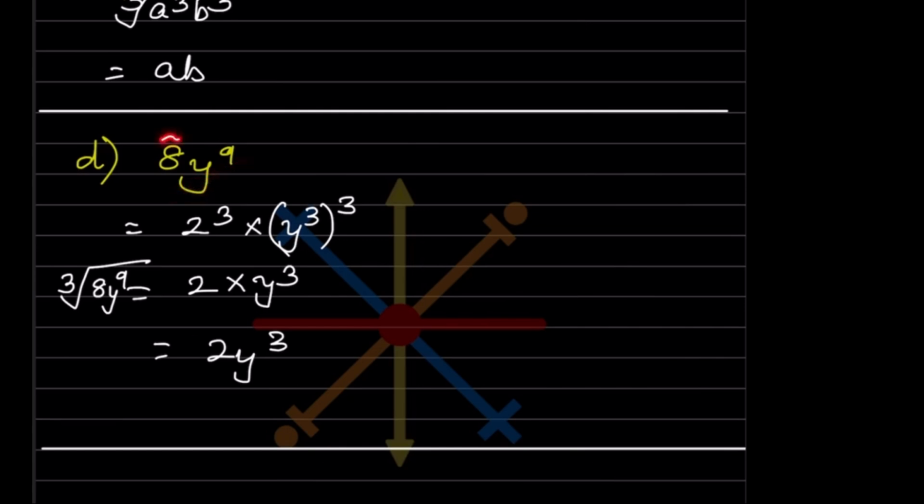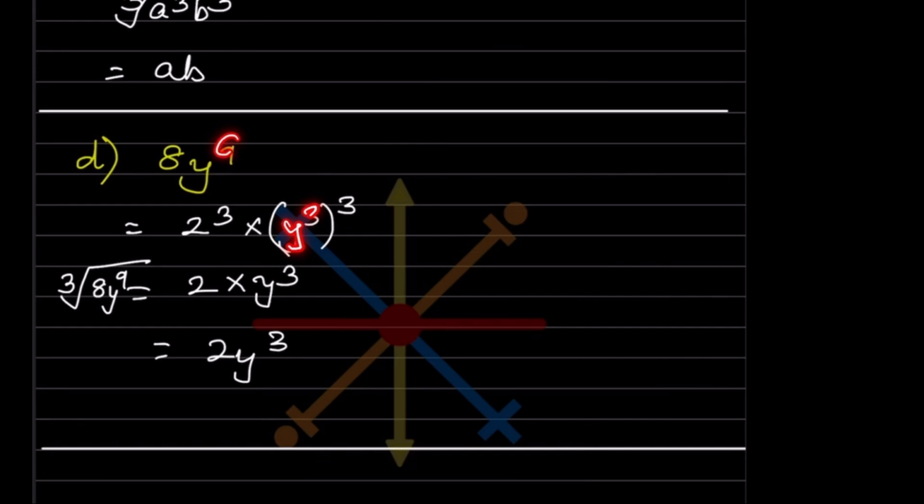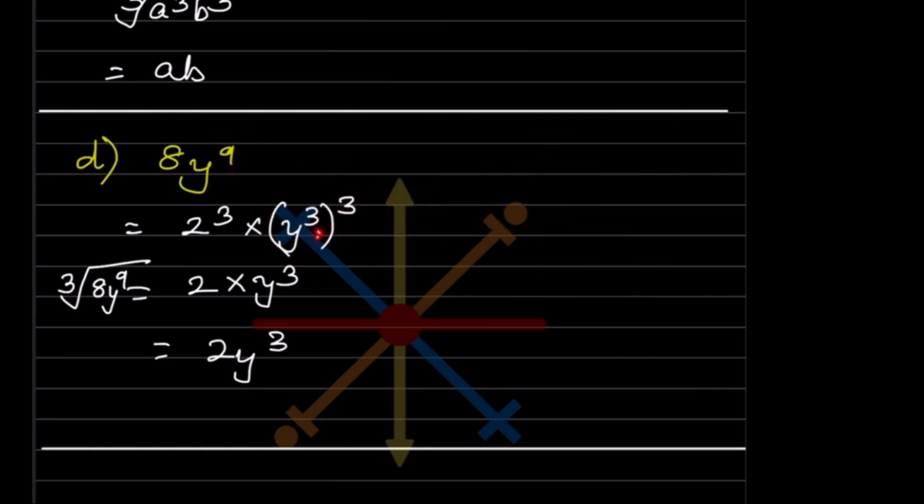Now here, 8y to the power 9. Just look at this number. This will be 2 into 2 into 2, that will be 2 cube. Now y to the power 9 can be written, and this is very important, using the rule that a raised to m, raised to n, is a raised to mn. So y raised to 3, the whole bracket, and then raised to 3, means this is going to be 9, since 3 threes are 9 and not 27. So this is going to be 9 because we are using this law. You just have to multiply. So now you got 2 cube into y cube, and this whole cubed.